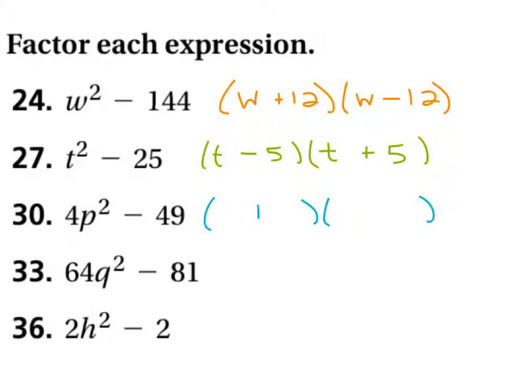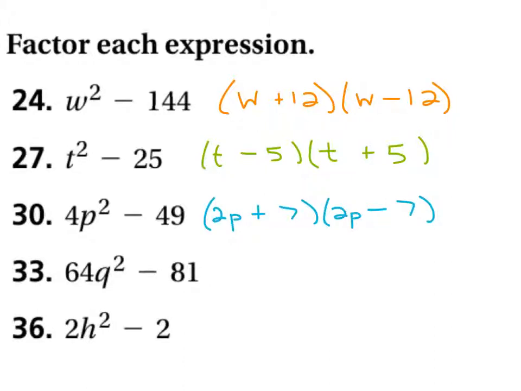Same thing for number 30. They're perfect squares. So we're going to have one of each. It doesn't matter where the plus or the minus goes. It's equivalent because in multiplying these two binomials together, you're allowed to switch the order of things that are multiplied. So what's the square root of 4p squared? 2p. That goes on each one. What is the square root of 49? 7. That goes on each one.